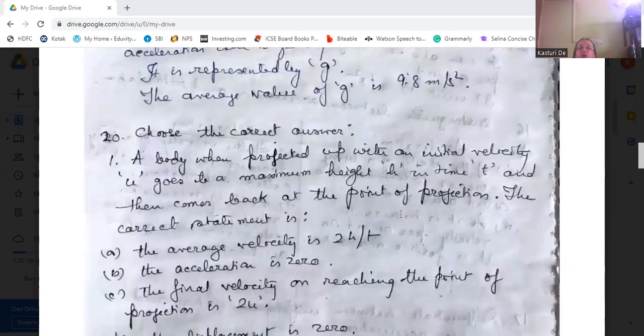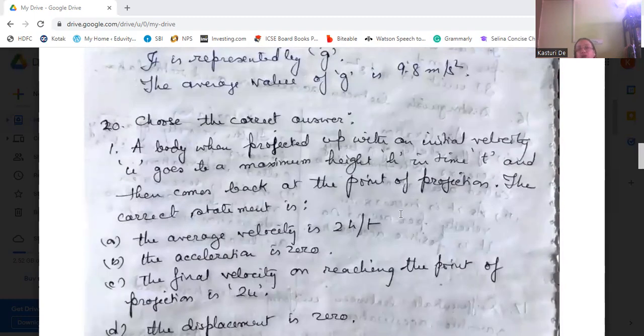Now we come to the 20th question, that is, choose the correct answer. A body, when projected up with an initial velocity u, goes to the maximum height h in time t, and then comes back to the point of projection. The correct statement is: the average velocity is 2h by t, acceleration is 0, final velocity reaching the point of projection is 2u, and displacement is 0.